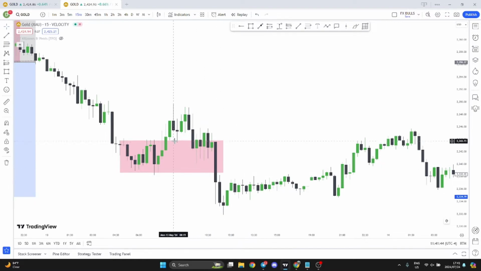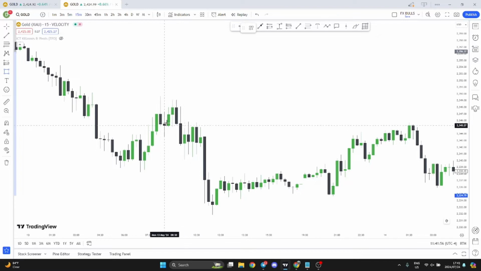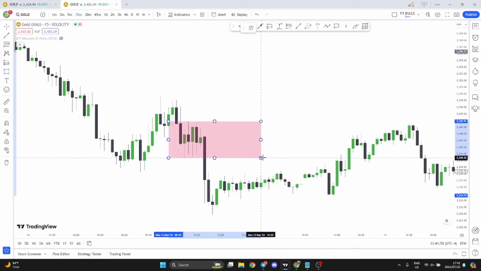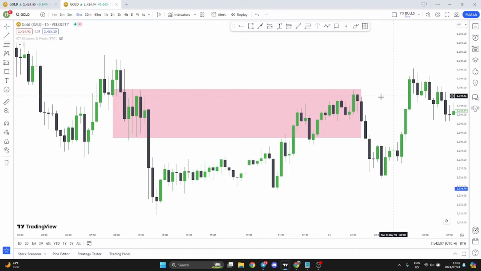But for me, I would wait for price to break out to the downside again. Okay, I'll wait. So I'll take this as a fake out, basically, so we can delete that box. You can see we have a new range being established right over here. And what does price do? Price breaks out, right?